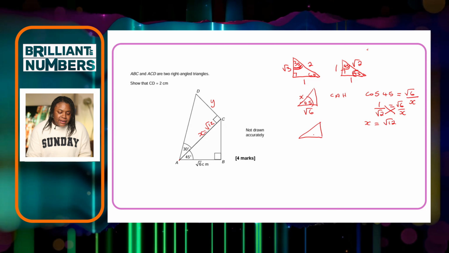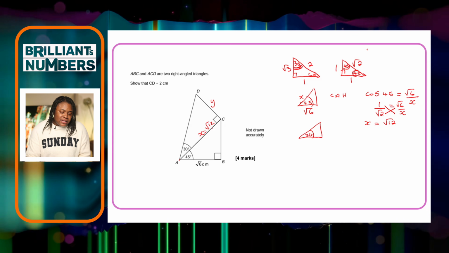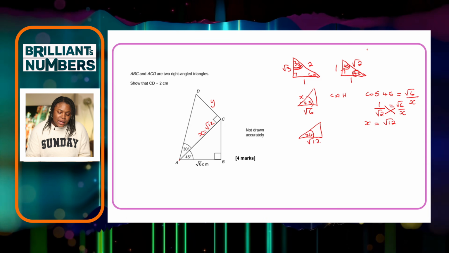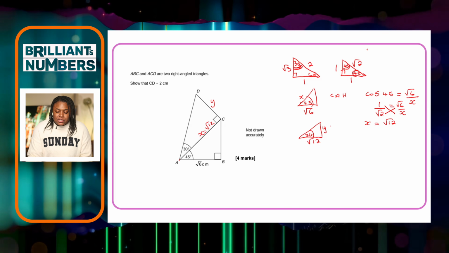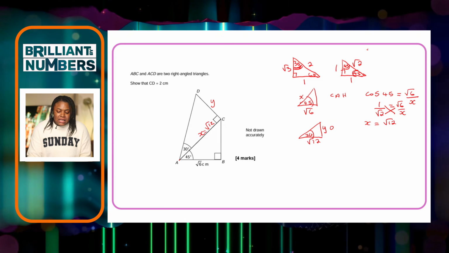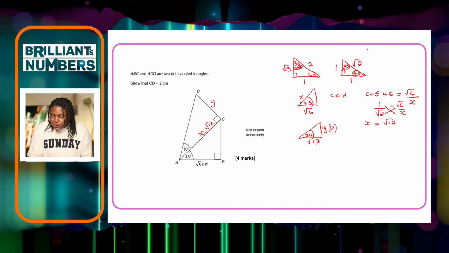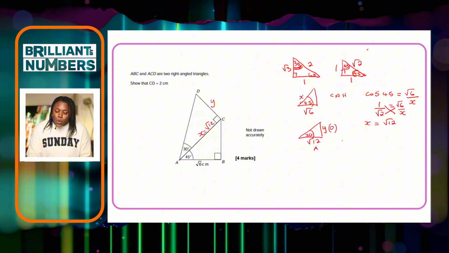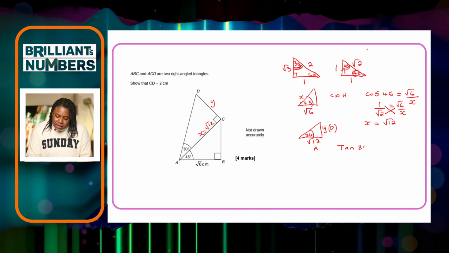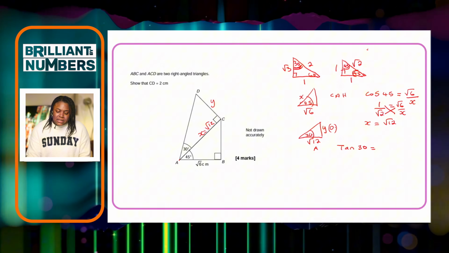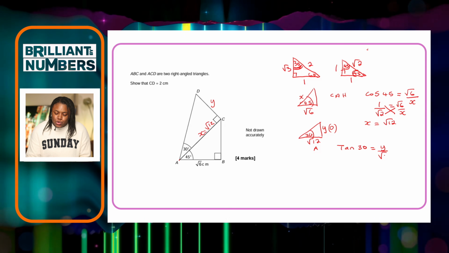Right angle triangle again. I've got 30, and I know that this side now is root 12, and I want to find Y. So again, from 30, Y is the opposite, and let me just put that in bracket, and we have the adjacent side, which is root 12. So I'm using OA, which is TOA, so tan. So tan 30 is equal to the opposite, which is Y, over the adjacent, which is root 12.